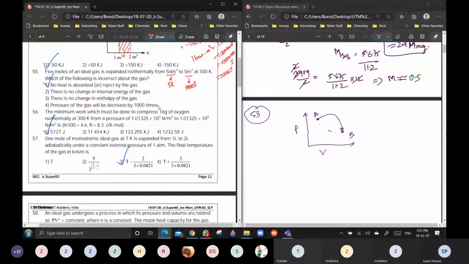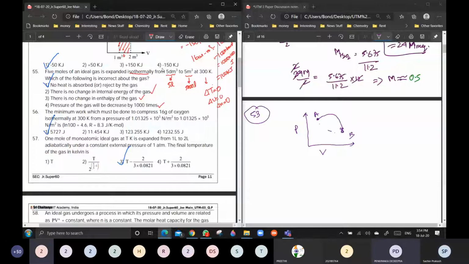Okay, because temperature is constant, there will be no change in the enthalpy of the gas. If it is isothermal, delta T will be equal to 0, and everything containing delta T will be equal to 0. Delta T will be 0, delta U will be 0, delta H will be 0. So these two are also correct, so obviously one will be incorrect. It's not an adiabatic process, so Q won't be equal to 0. Getting my point? Yes, sir. 55 is done.